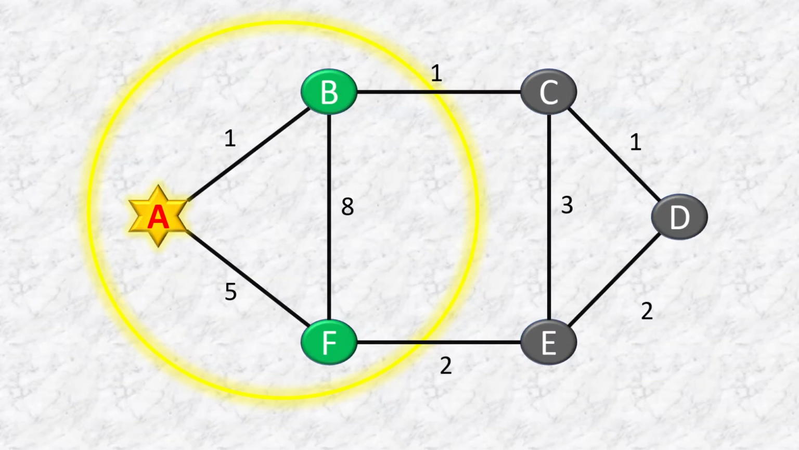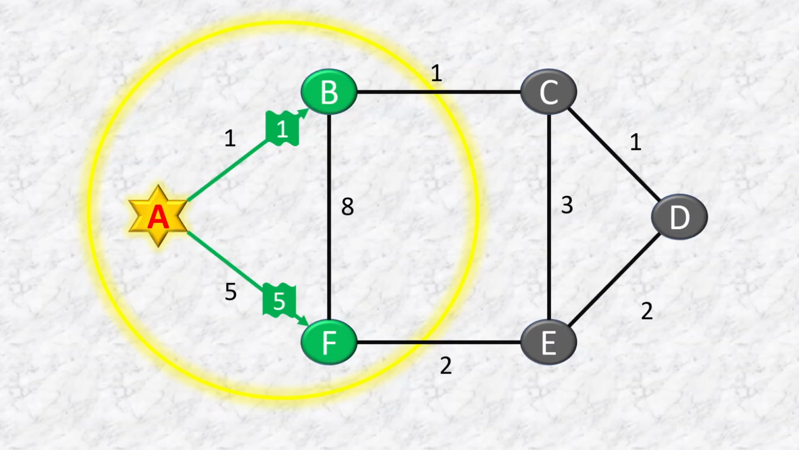Since we know that the cost to reach A is 0, we can determine the cost to follow the entire path to B and F, since both of them are only a single link, a single hop away. That gives us a total path cost of 1 to reach B, and a total path cost of 5 to reach F.